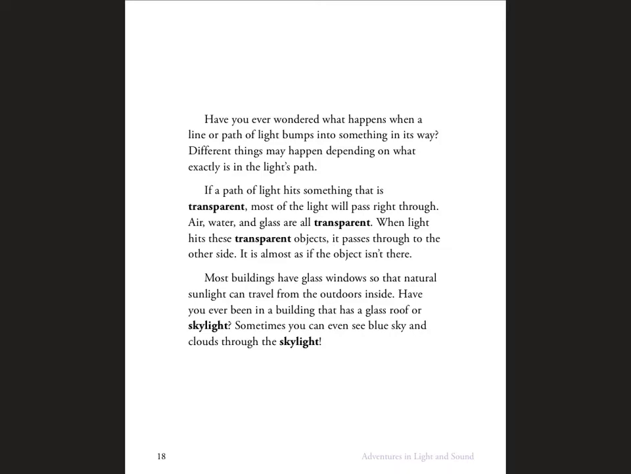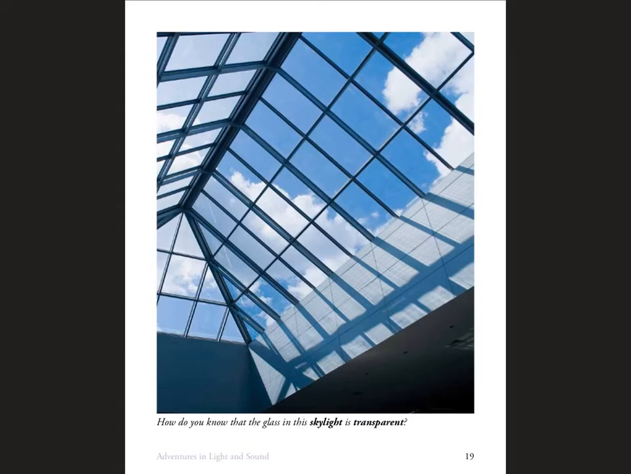Most buildings have glass windows so that natural sunlight can travel from the outdoors inside. Have you ever been in a building that has a glass roof or skylight? Sometimes you can even see blue sky and clouds through the skylight. How do you know that the glass in this skylight is transparent?